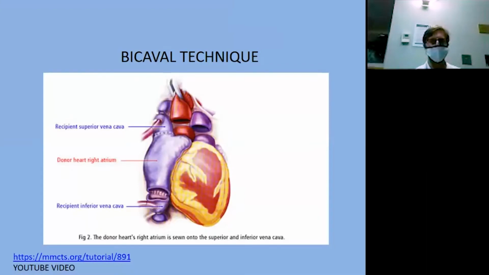This is the bicaval technique, so you can see the anastomoses are at both the superior and the inferior vena cava. And for the left atrium, they take a small cuff of the left atrium for ease of implantation of the pulmonary veins. So this leaves out the recipient right atrium, so that all the atrium on the right side belongs to the donor. Does that make sense?